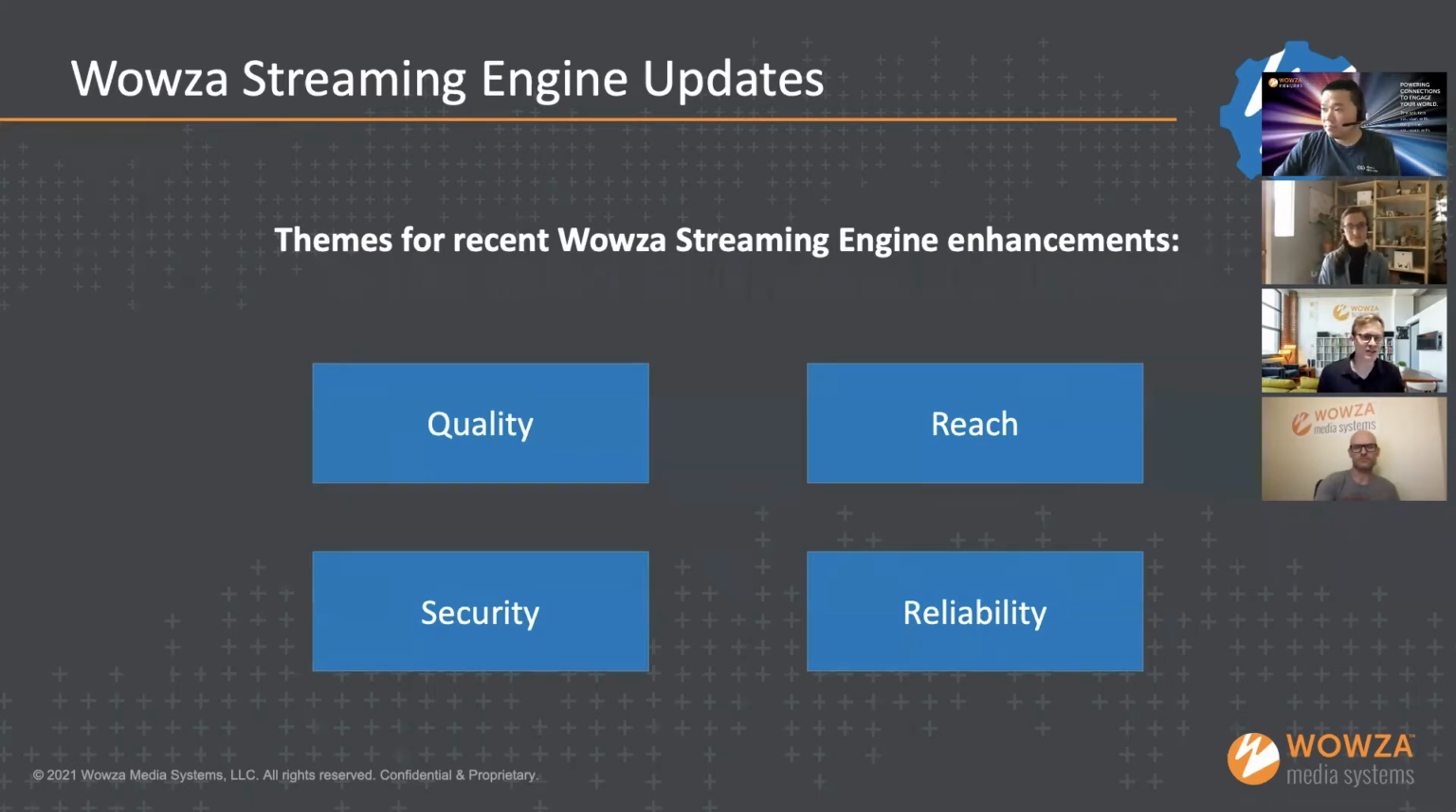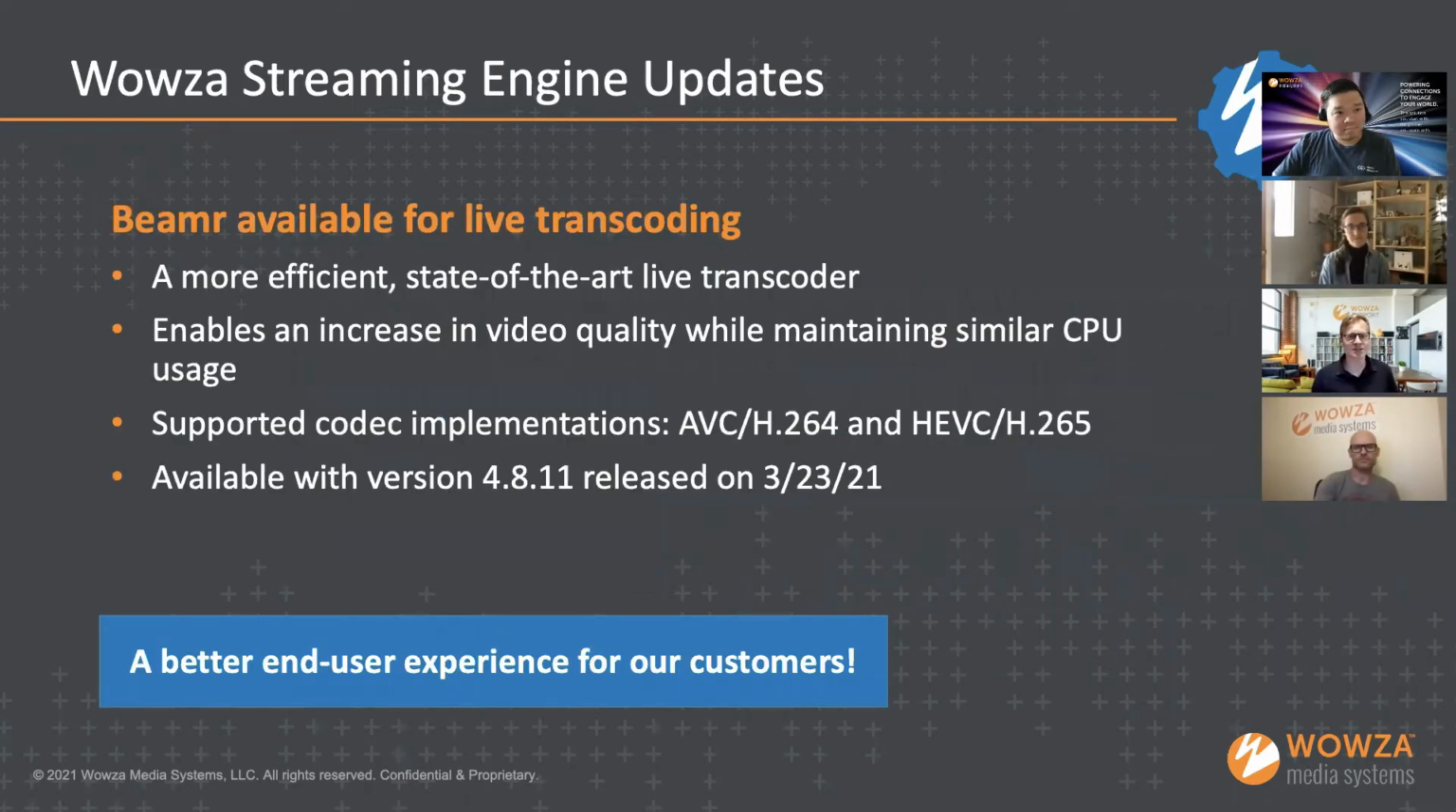So just going to the next slide, the first thing I want to highlight is a pretty exciting announcement that we now have partnered with Beamer, and Beamer is available for live video transcoding. It is a very efficient state-of-the-art live transcoder. And as Justin mentioned at the beginning of the call, one of the great things it offers you is the ability to increase video quality while maintaining your current CPU footprint. That's one of the reasons we want to bring it, because we know quality matters to you, as well as for those folks who are managing your infrastructure. You have to manage your cost and be able to scale your infrastructure as you grow your business.